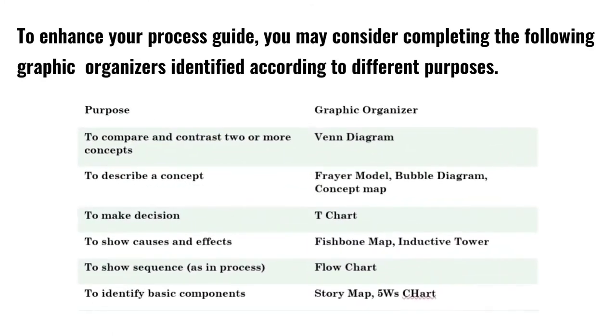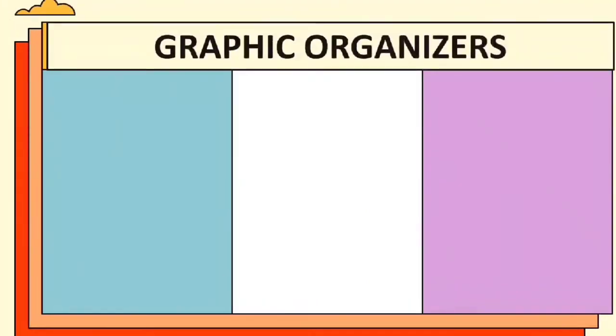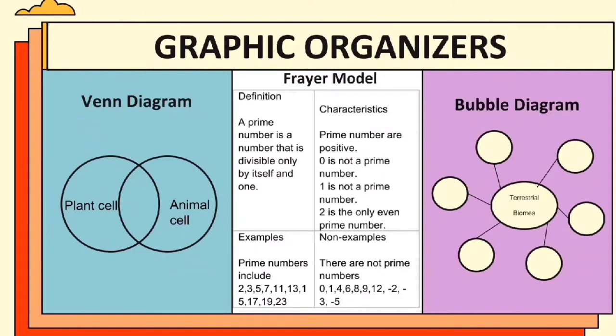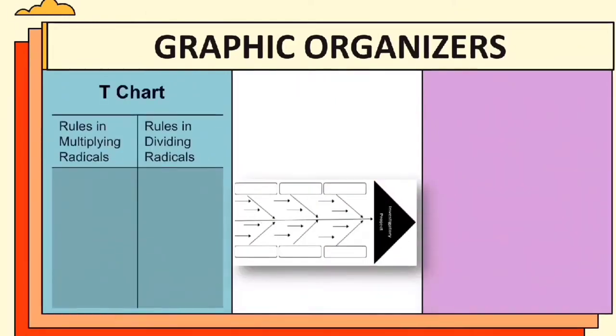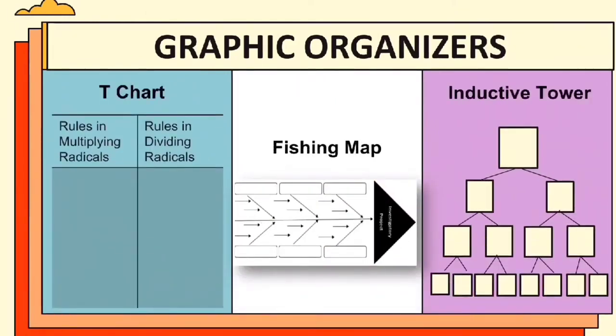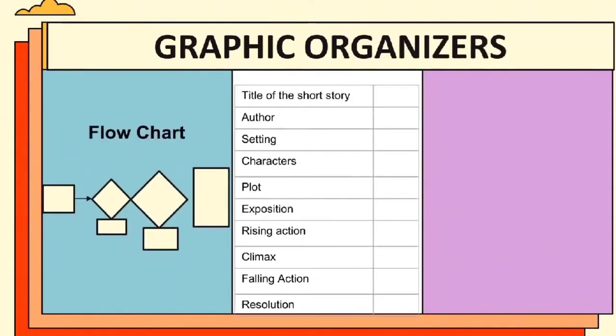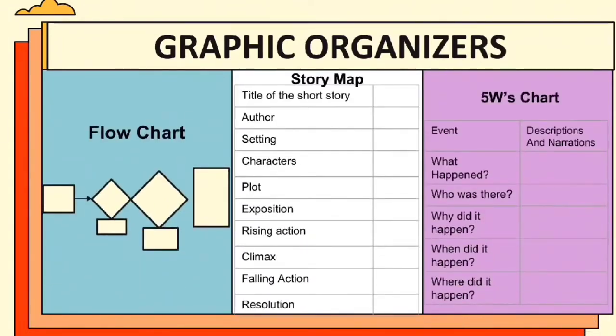To enhance your process guide, you may consider completing the following graphic organizers according to different Venn diagram, Fryer model, bubble diagram, T-chart, fishing map, inductive tower, flow chart, story map, 5Ws chart.